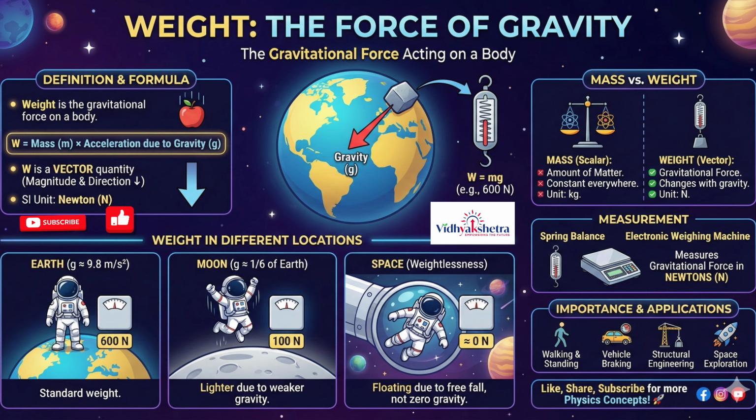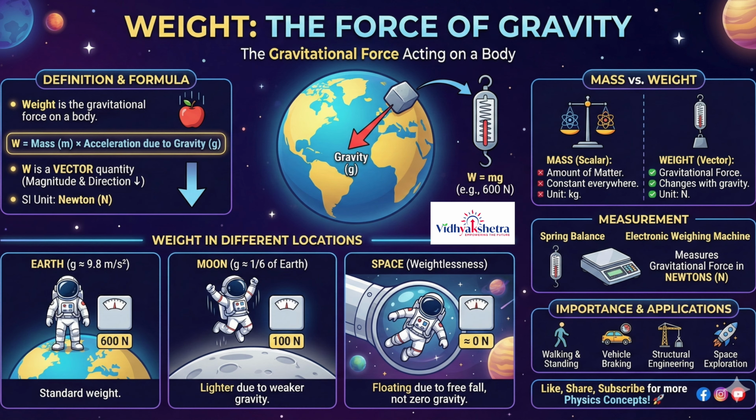Definition of weight. Weight is defined as the gravitational force acting on a body due to the Earth or any other celestial object. In simple words, weight is the force with which the Earth pulls an object toward its center. Because weight is a force, it depends on gravity. If gravity changes, weight also changes.